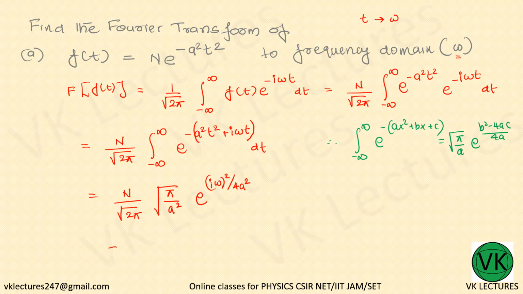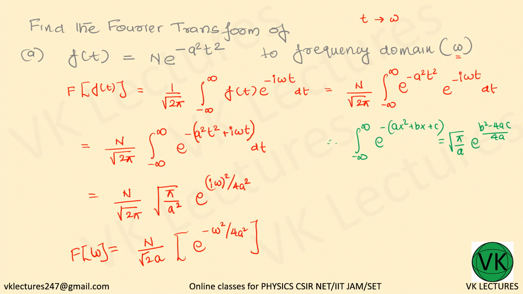So that becomes n divided by root pi, and root pi gets cancelled. So root 2 times a, into e to the power minus omega squared divided by 4a squared. Now this is the Fourier transform of f of t in terms of omega.